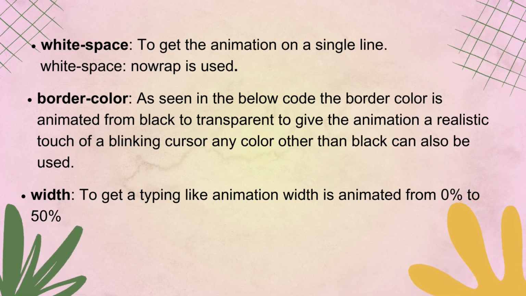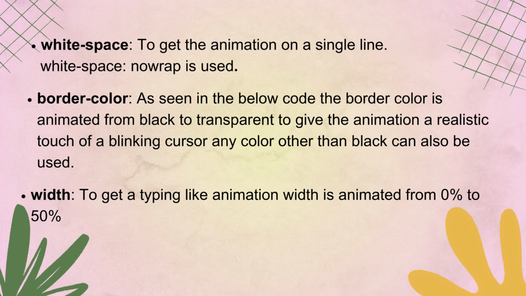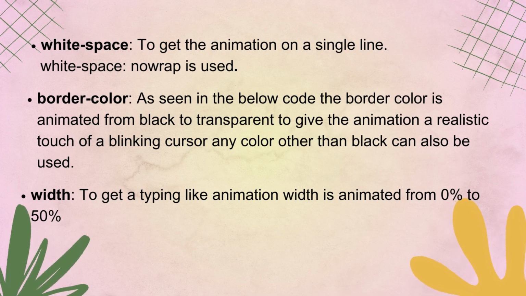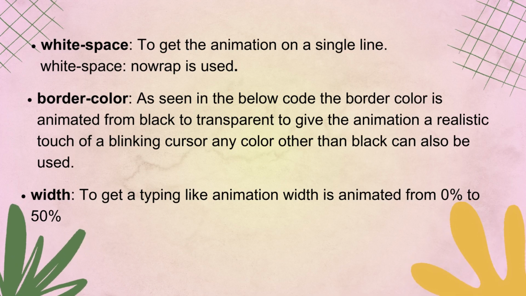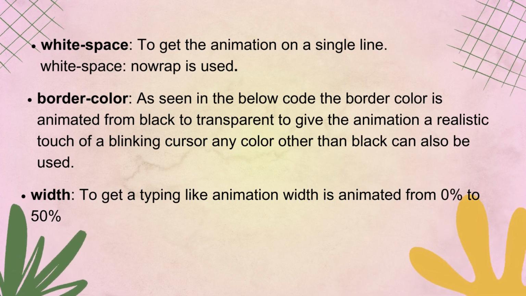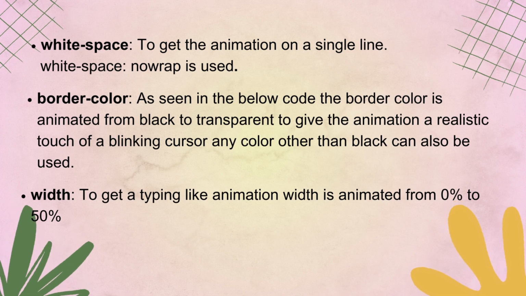The next one is border color. As seen in the below code, the border color is animated from black to transparent to give the animation a realistic touch of a blinking cursor with any color other than black. The last one is width. To get a typing-like animation, width is animated from 0% to 50%.